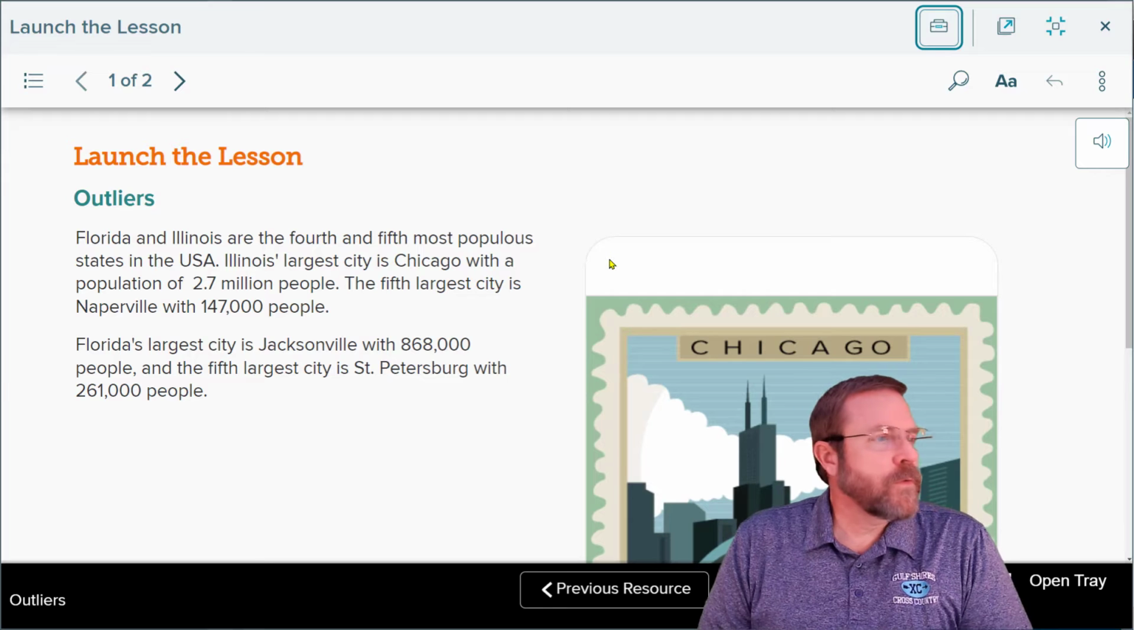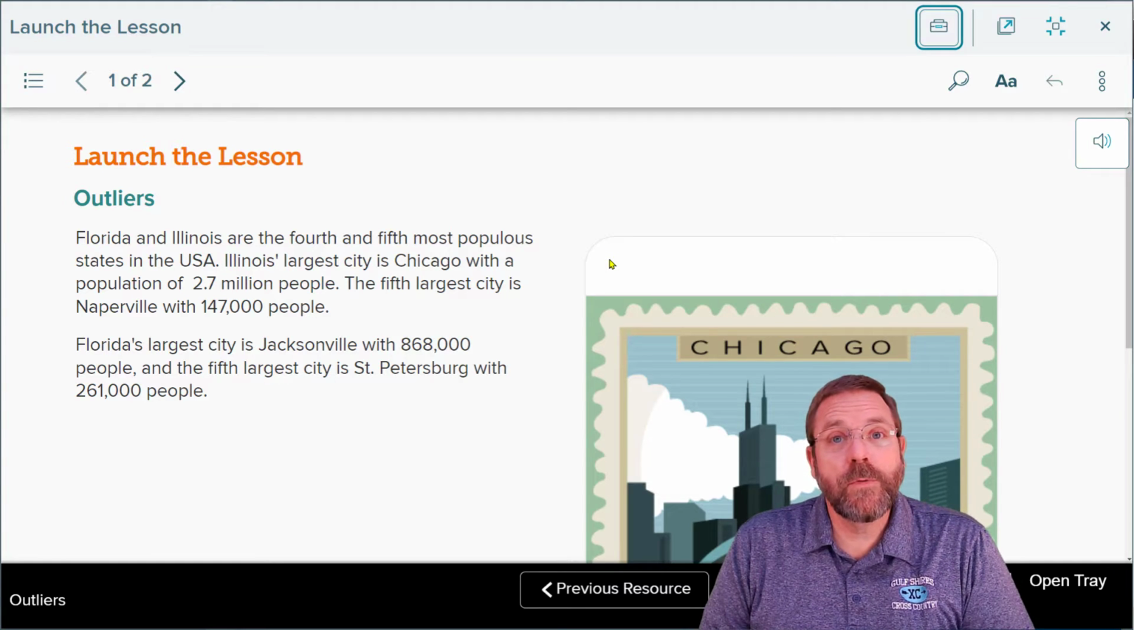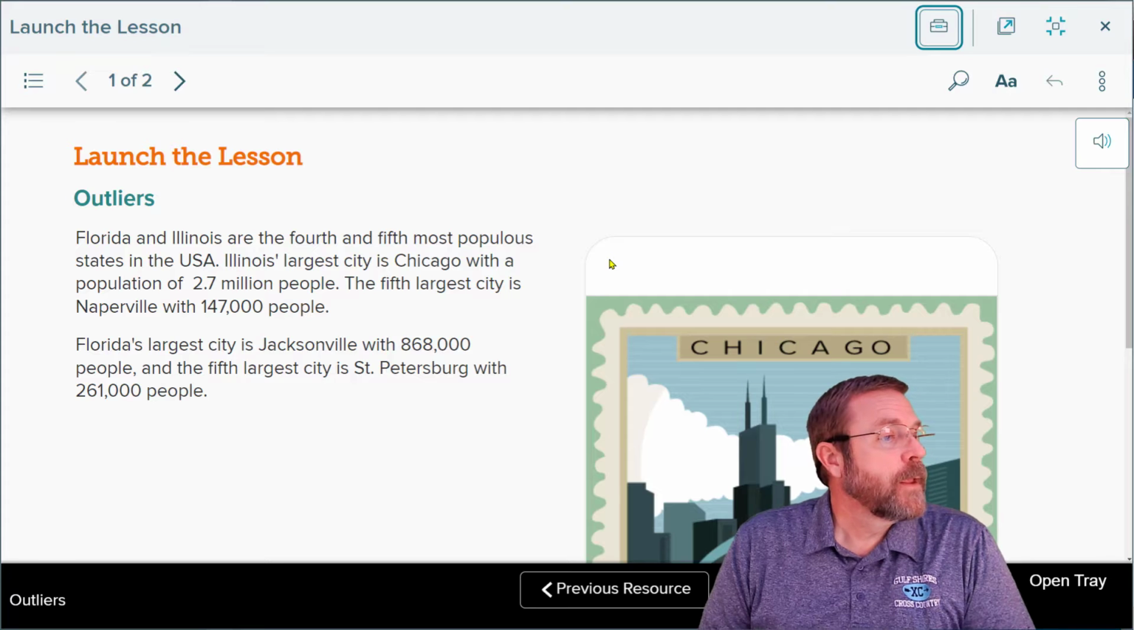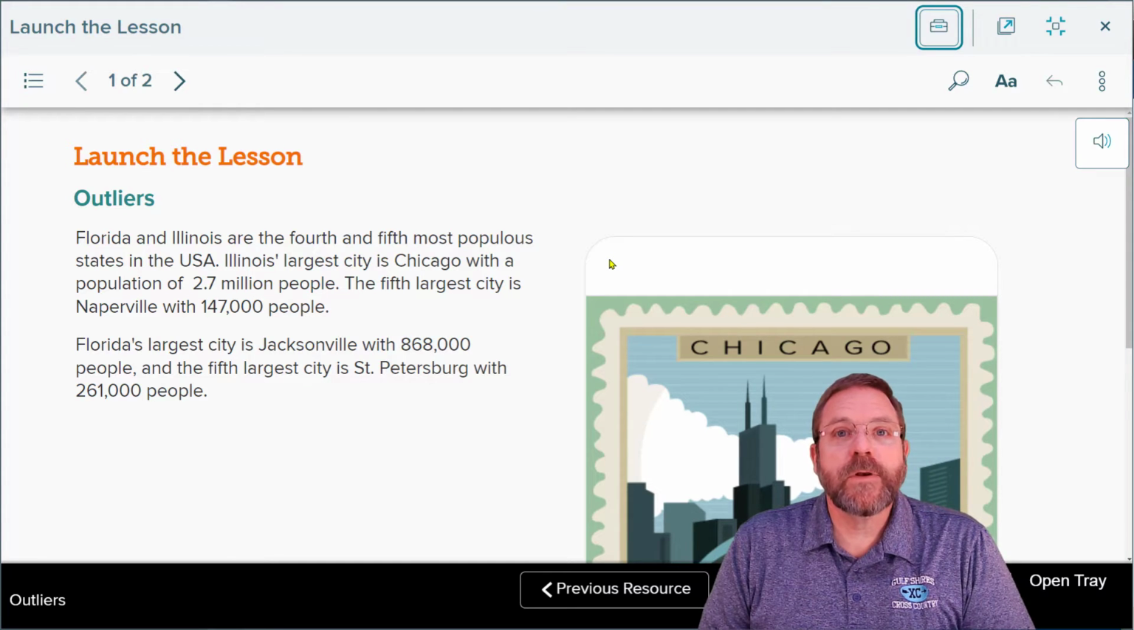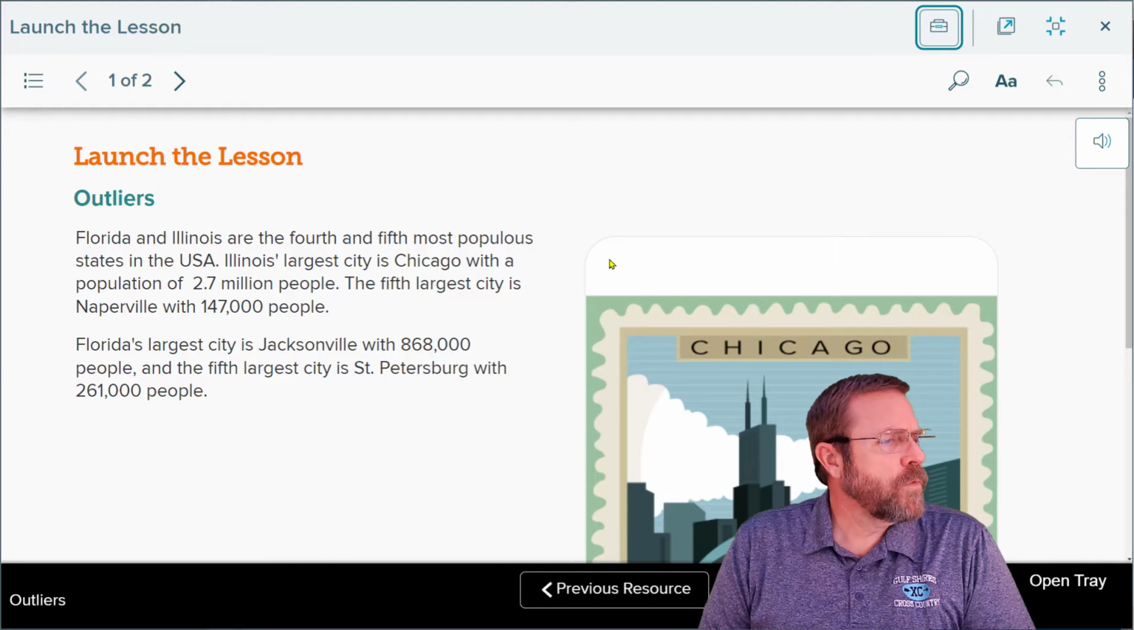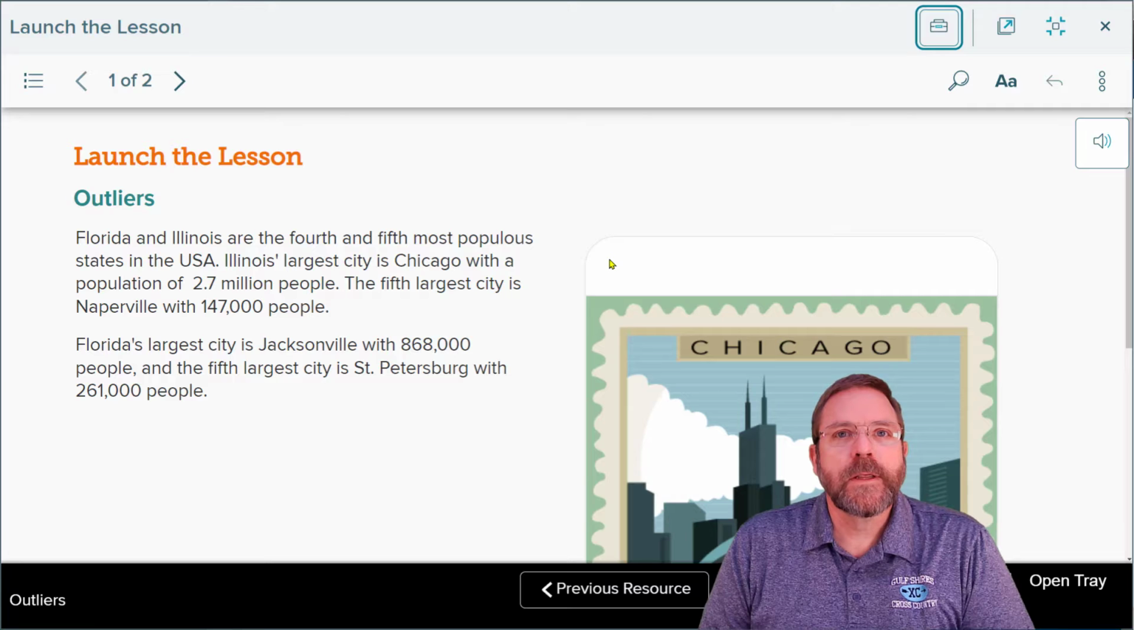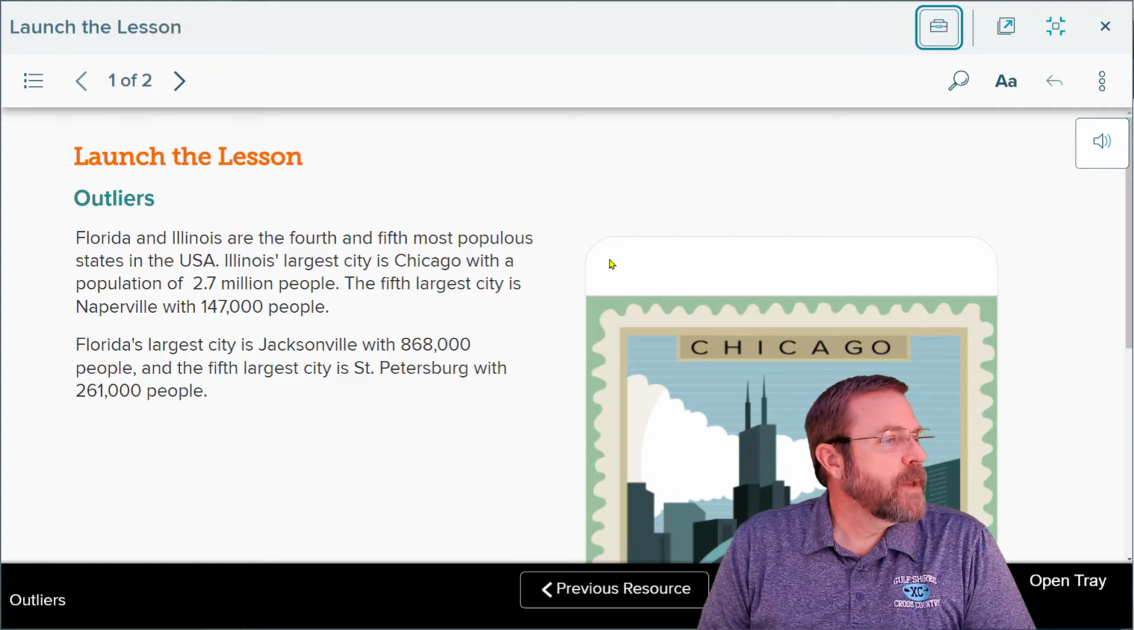Florida and Illinois are the 4th and 5th most populous states in the United States. Illinois' largest city is Chicago with a population of 2.7 million people. The 5th largest city is Naperville with 147,000 people. Florida's largest city, meanwhile, is Jacksonville, which is 868,000 people, and the 5th largest city is St. Petersburg, which is 261,000.